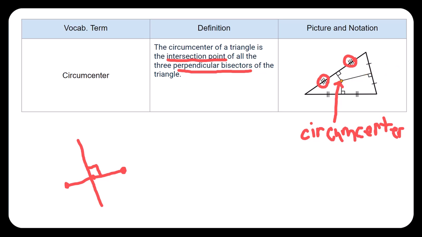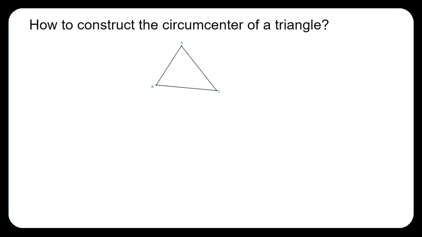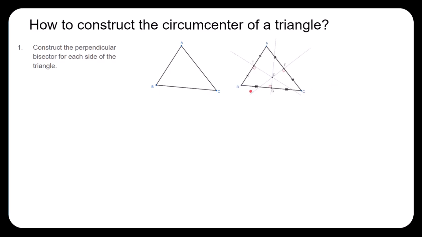All right, let's just copy down the steps for how to construct the circumcenter of a triangle. So step 1, construct the perpendicular bisector for each side. So that will look like this. So from each side of the triangle, we'll construct the perpendicular bisector. All right, that won't be too difficult, especially with GeoGebra. Second, the intersection point. So where these lines intersect, where they all meet at point D, that is the circumcenter.